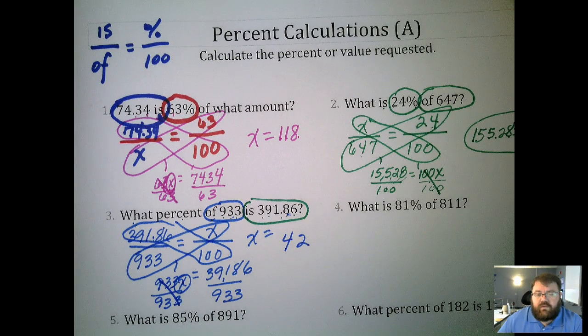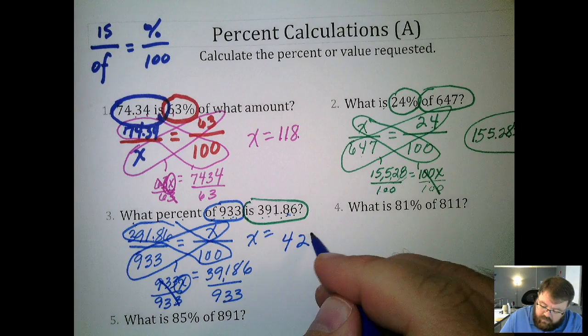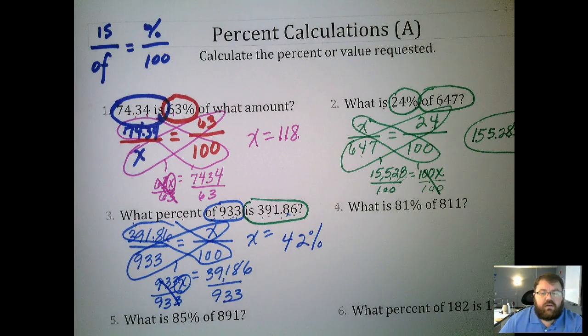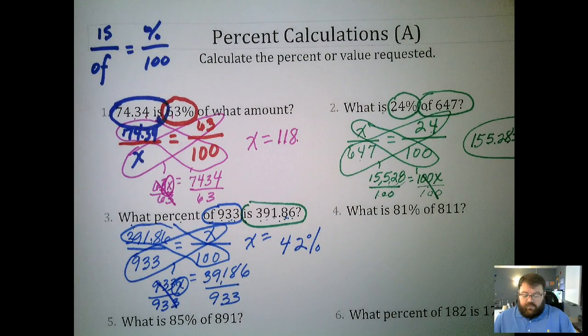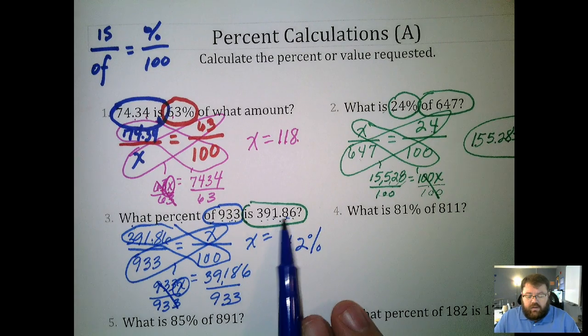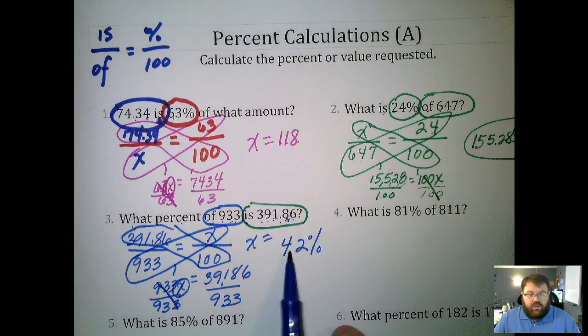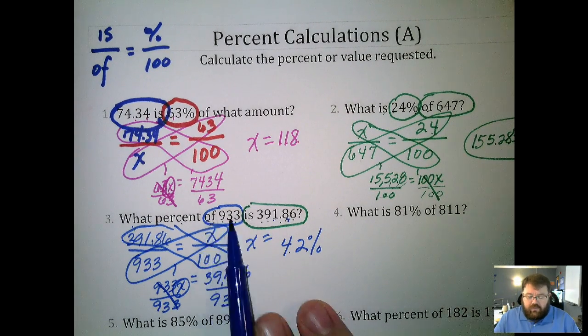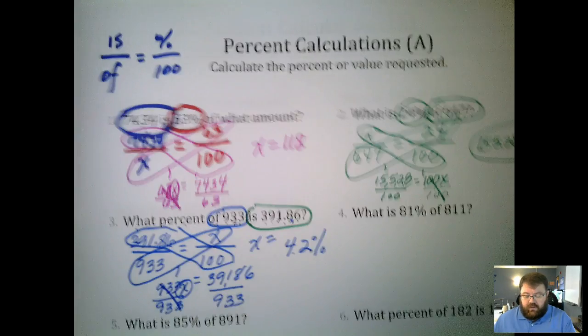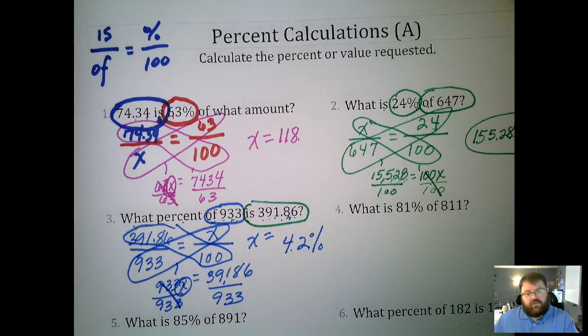Now, to be more specific, where is your variable? Your variable is the percent, so we need the percent. What does it mean? Well, 391 and 86 hundredths is 42% of 933.